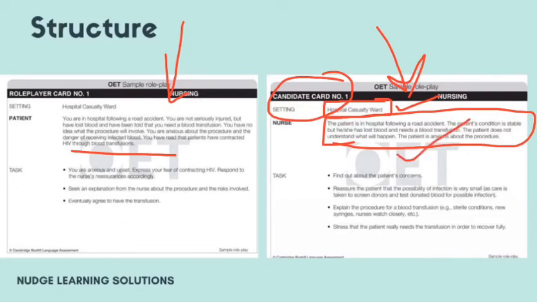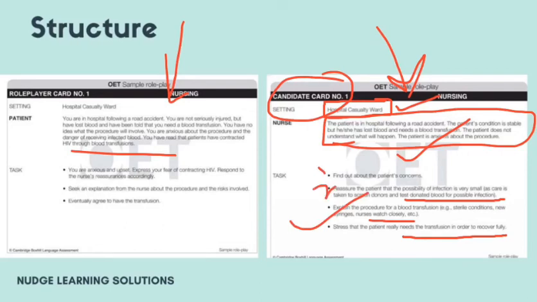So the patient is having a lot of concerns. The patient is worried about receiving blood from some other person, the possibility of infection. They're worried about how they will recover in the future. So a lot of worries this patient is having. So we need to talk to the patient and console the patient, and create awareness in the patient, and you have to perform as a healthcare professional throughout your conversation. So that is the goal provided.